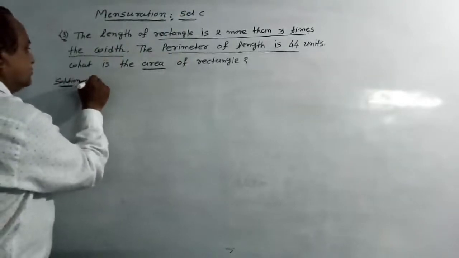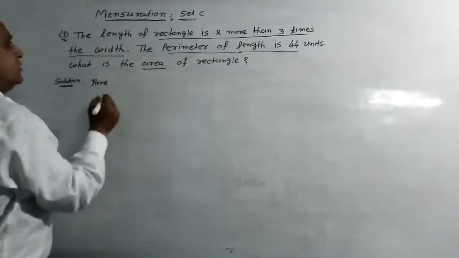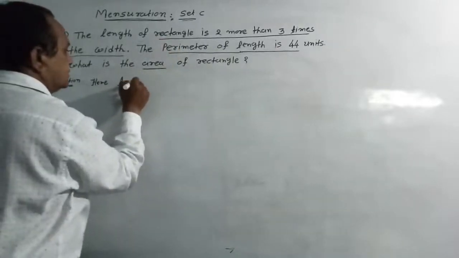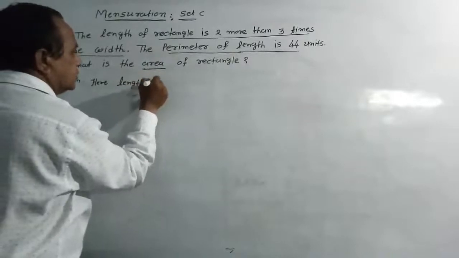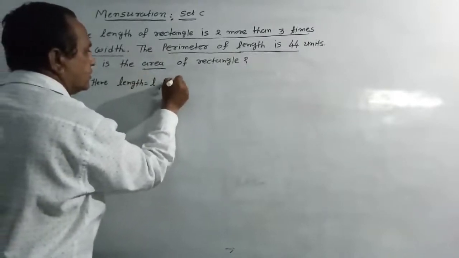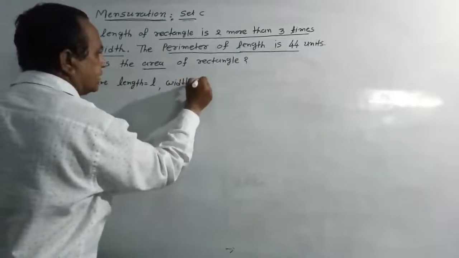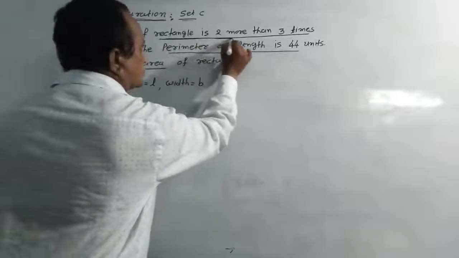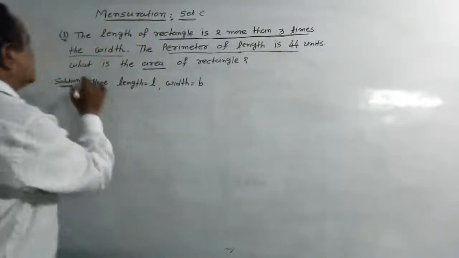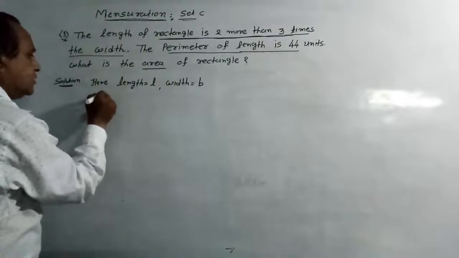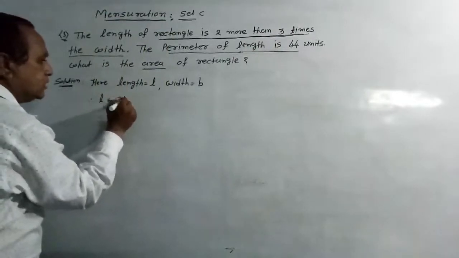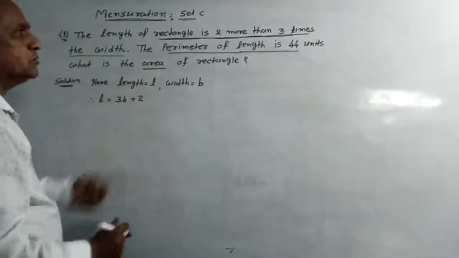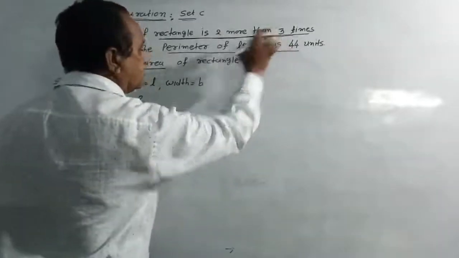Now here, length of rectangle is equal to L and width of rectangle is equal to B. Length of the rectangle is 2 more than 3 times of width. So L is equal to 3B plus 2.